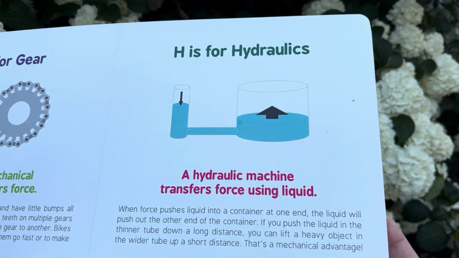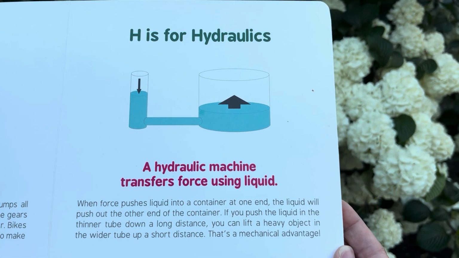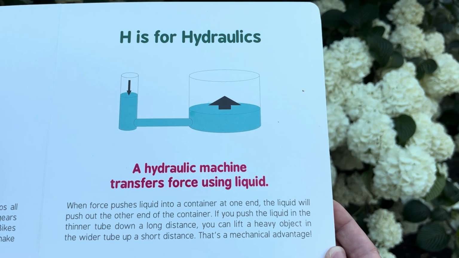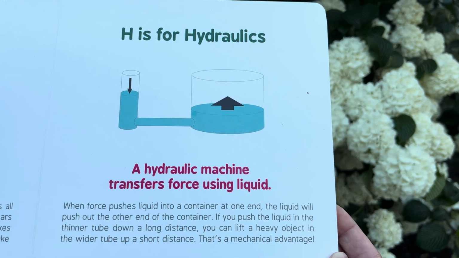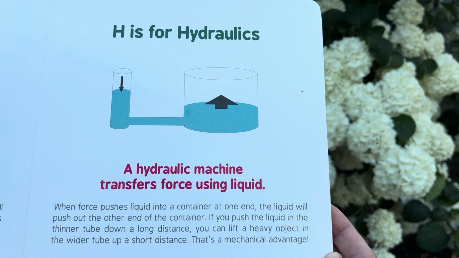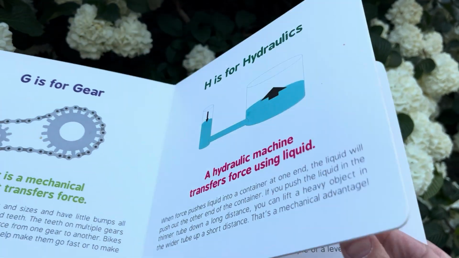H is for hydraulics. A hydraulic machine transfers force using liquid. When force pushes liquid into a container at one end, the liquid will push out the other end of the container. If you push the liquid in the thinner tube down a long distance, you can lift a heavy object in the wider tube up a short distance. This is a mechanical advantage.